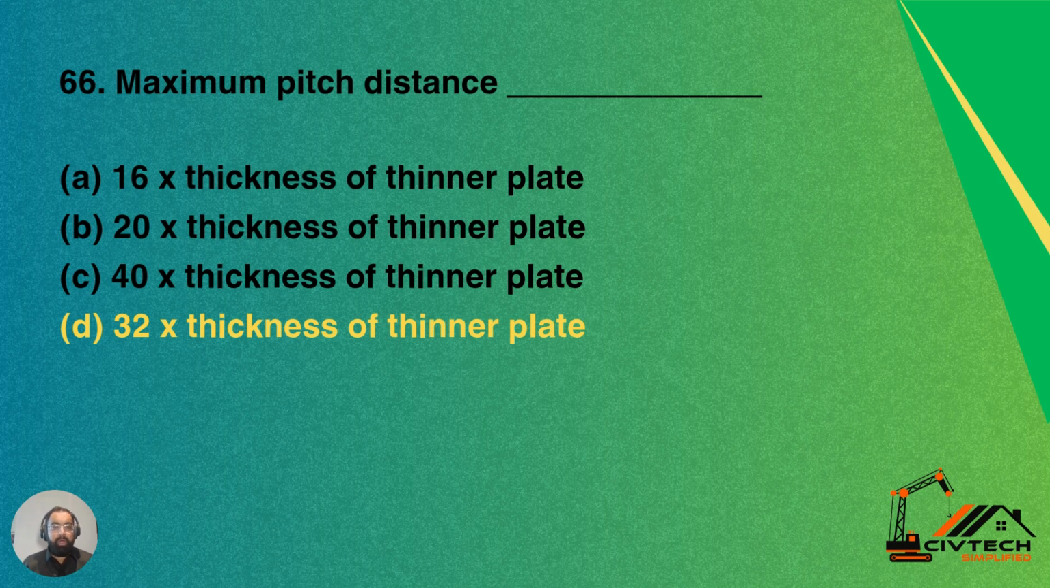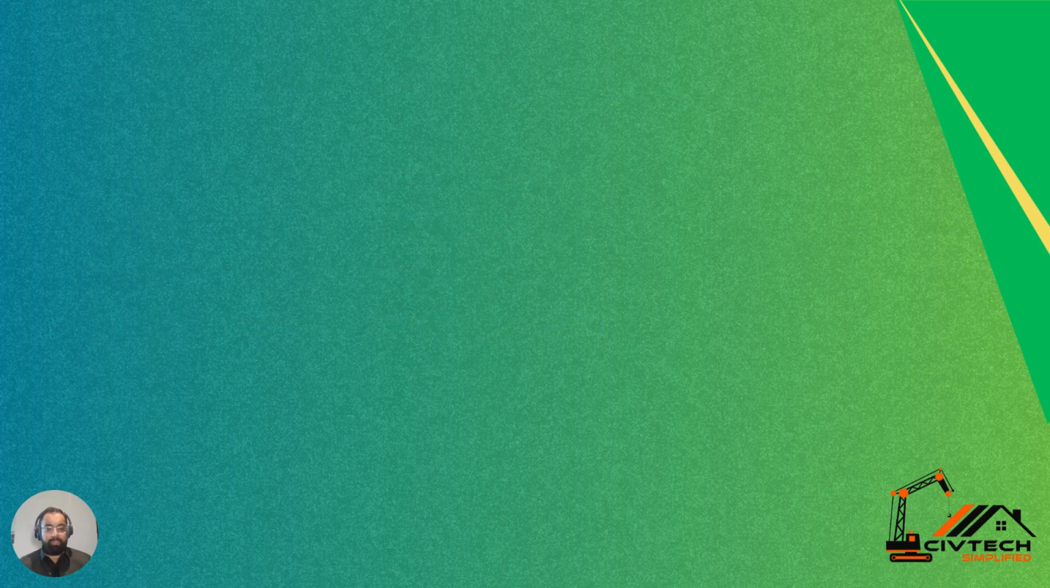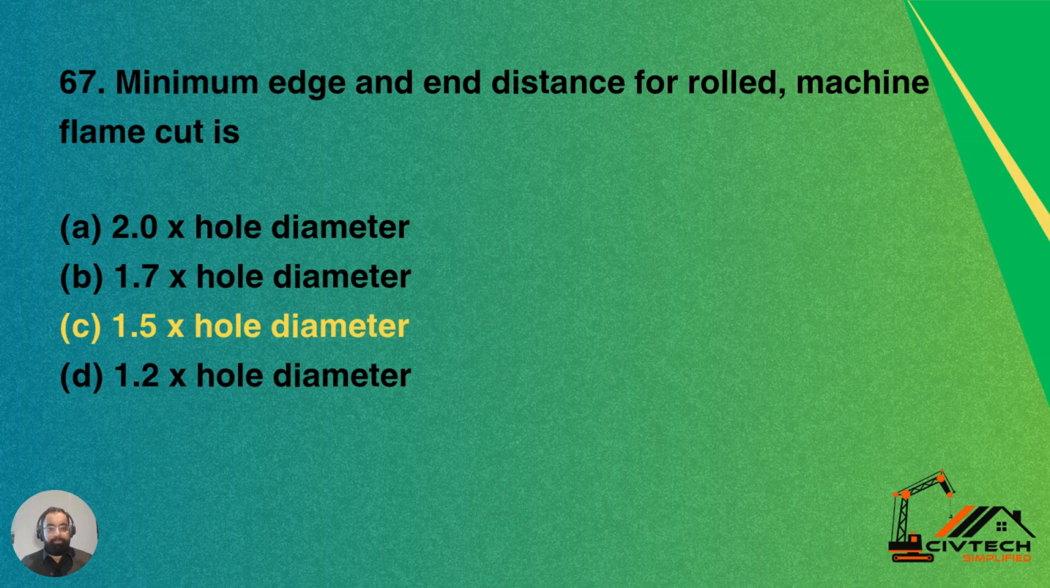Question 66. Maximum pitch distance is equal to option A, 16 into thickness of thinner plate, option B, 20 into thickness of thinner plate, option C, 40 into thickness of thinner plate, option D, 32 into thickness of thinner plate. So D is the correct answer. The maximum pitch distance is 32 times the thickness of thinner plate. So D is the correct answer for this question.